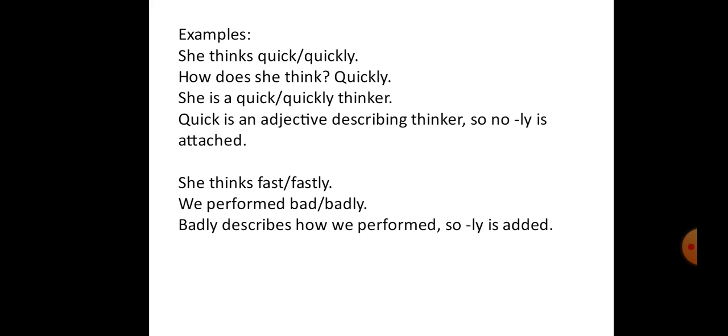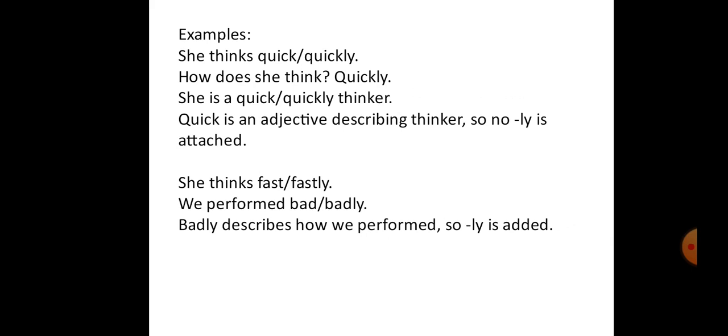She thinks fastly. She thinks fast. Thinks here is a verb. Fast here is what? An adverb adding information to the verb thinks. So the answer is she thinks fast.